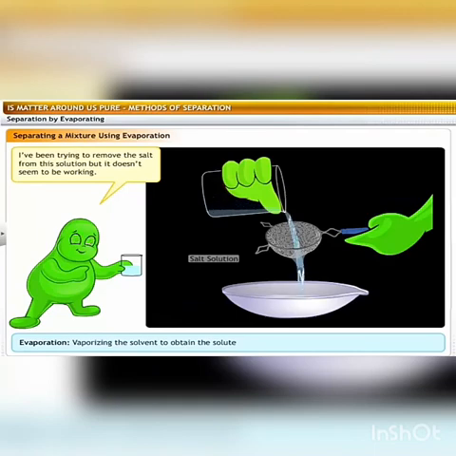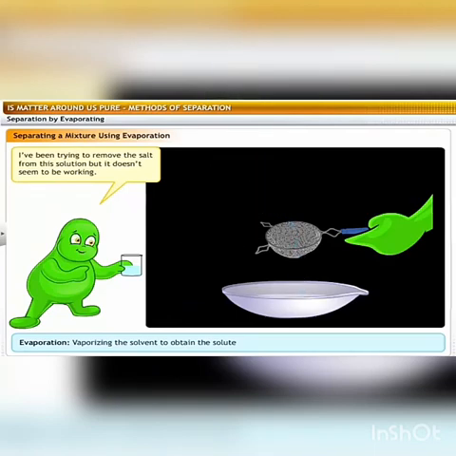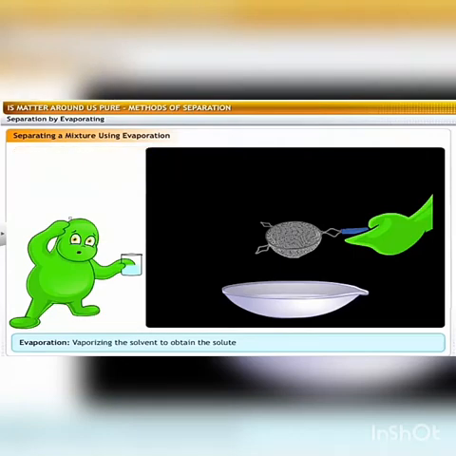I've been trying to remove the salt from this solution, but it doesn't seem to be working. You can separate salt from a solution by evaporating the water from the solution. Evaporation is the process in which a dissolved solid substance is obtained from a solution by allowing the solvent to vaporize. Let's take a look at this process through a demonstration.